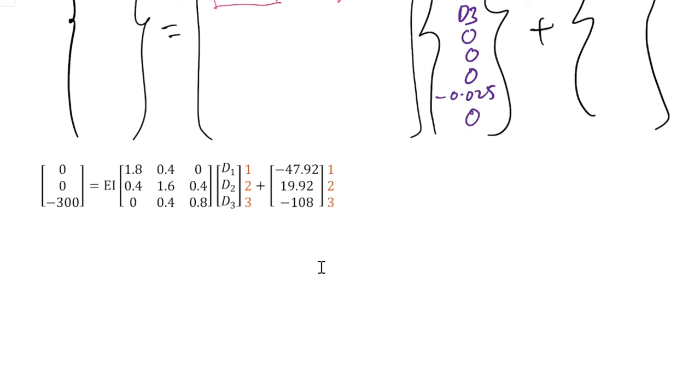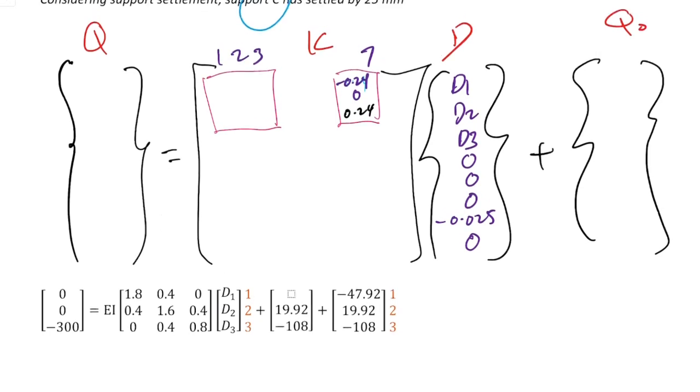I want to add the value considering support settlement. Considering the support settlement, by looking at this, it is negative 0.24 times negative 0.025.